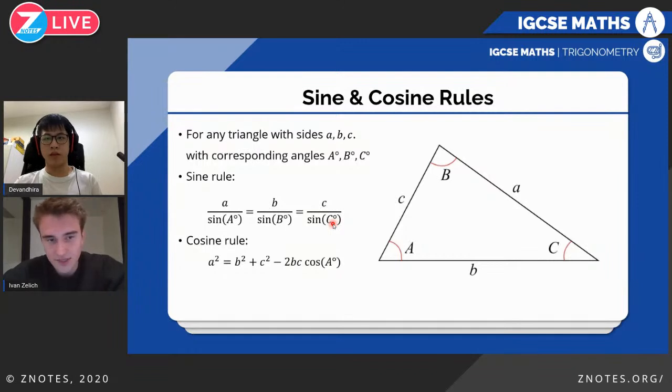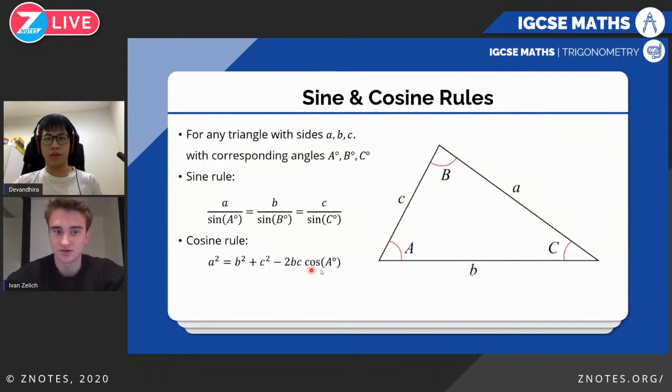Cosine rule. The cosine rule is quite useful because it's basically a variant of Pythagoras that works when, say, your angle A is not 90. Remember, cos of 90 is 0. So when A is 90, this term is just 0, and you get A squared equals B squared plus C squared.